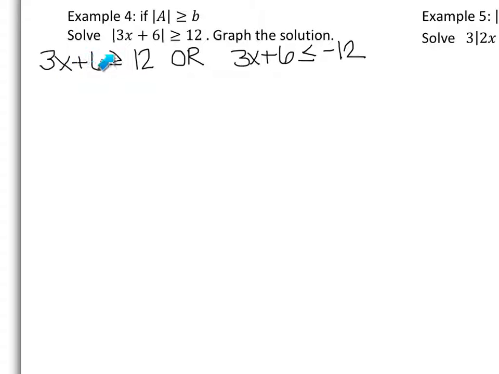So what should we move first? The 6. We're going to subtract 6 from both sides. So we get 3x is greater than or equal to 6. Now what? Very good. Divide by 3. X is greater than or equal to 2.